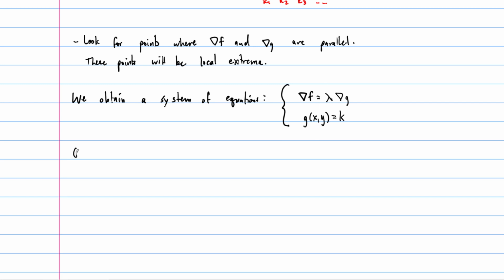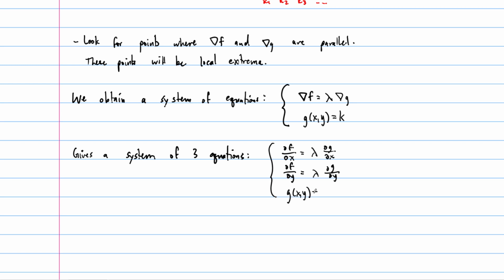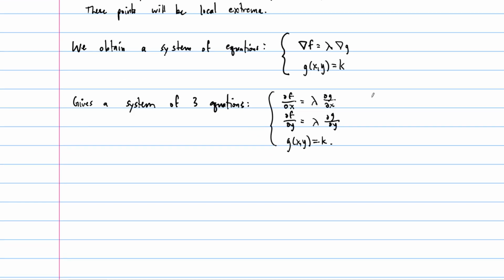All right, so this gives a system of three equations. The three equations are: df by dx is equal to lambda dg by dx. That's the x component of the gradient. df by dy is equal to lambda times dg by dy. That's the y component of the gradient. And g of x, y is equal to k. So there's our three equations and our three unknowns, right?